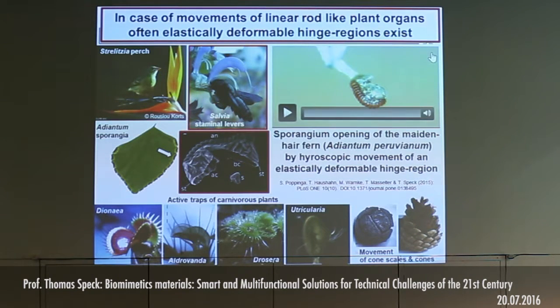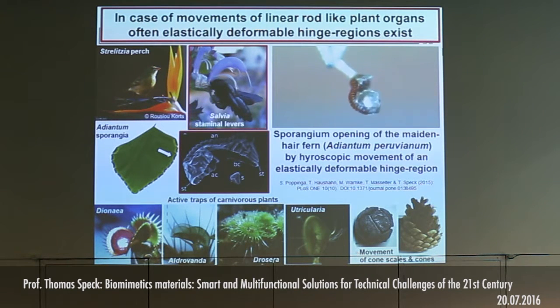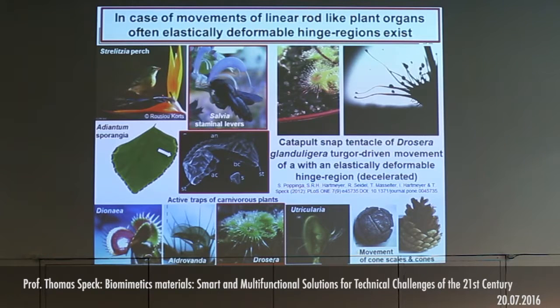And here you see a sporangium opening, again of the maidenhair fern, and it's triggered by hygroscopic movement by drying out of this backbone structure. But nevertheless, you have no real hinge, you have a hinge region. Where you can see it even more nicely is within Drosera, the sundews. There are a few species of sundews which not only stick and catch the animals by sticking, but also have movements. And what you see here is a turgor-driven catapult snap mechanism.